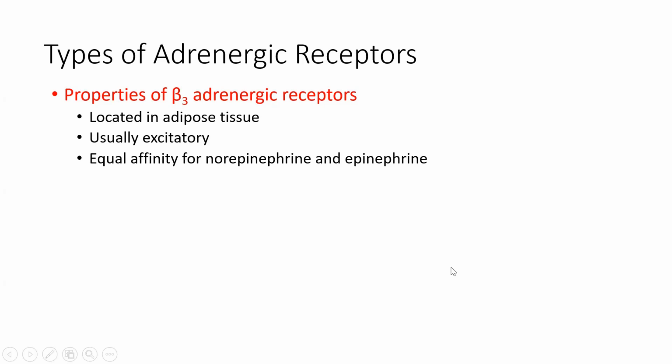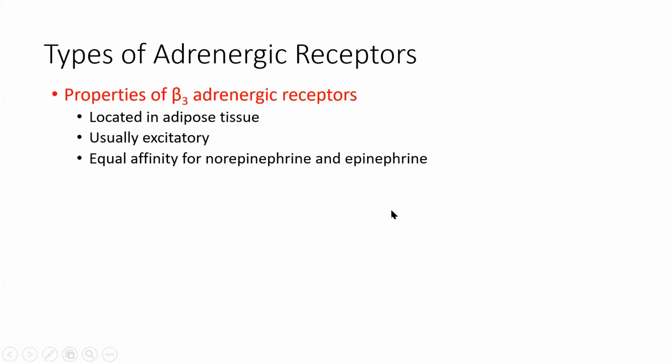And then the last group here, which are beta-3 receptors, these are located on adipose tissue, so on our fat cells. They are also usually excitatory, and then we see equal affinity for norepinephrine and epinephrine. So beta-1 and beta-3 have equal affinities for epinephrine and norepinephrine. Beta-2 prefers epinephrine, whereas both of our alpha receptors prefer norepinephrine, okay?